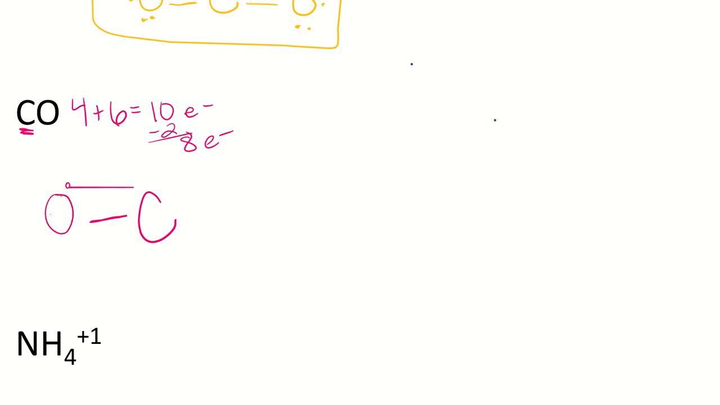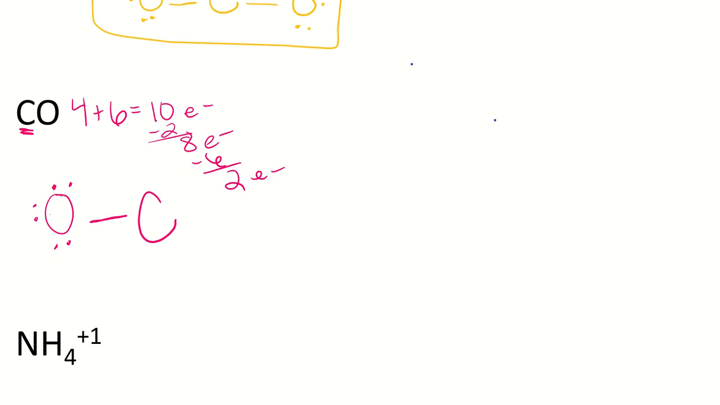So I have 1, 2, 3, 4, 5, 6 electrons on oxygen. So I used 6 of them. I like this example because it doesn't end up with a neat, pretty little number like all the other ones did. So this one, I have 2 electrons left over.